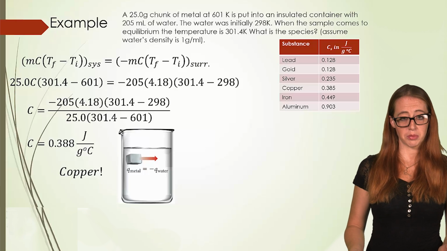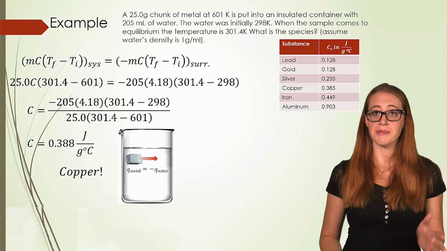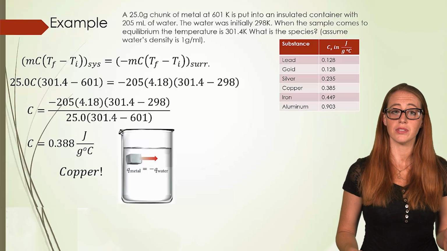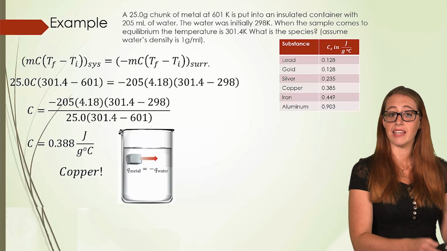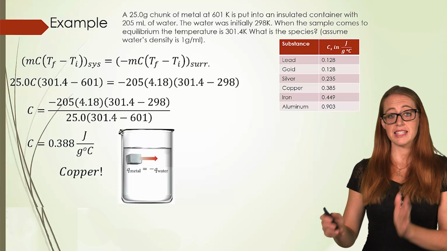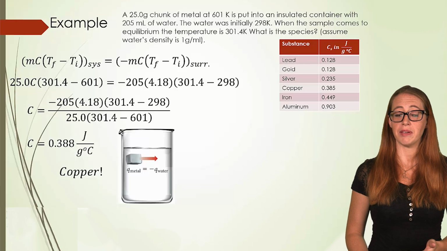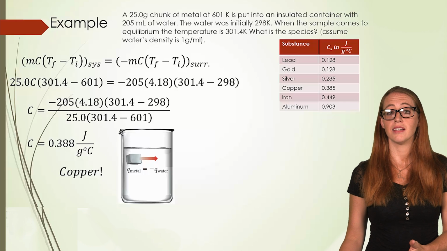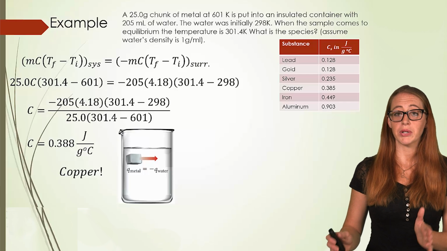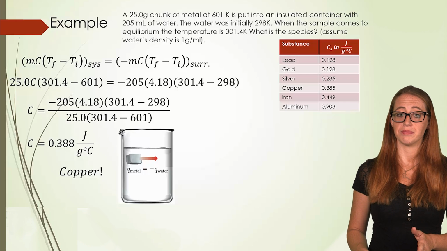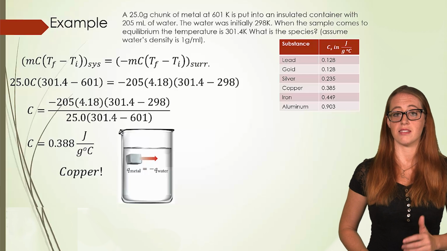So very similar problem. You should look at them side by side now that you've seen them both. In the first case, I gave you the heat. In the second case, we calculated the heat, right? That's what we did when we found mcΔT of our water. We were calculating the heat absorbed. And then we used this to solve for our C.